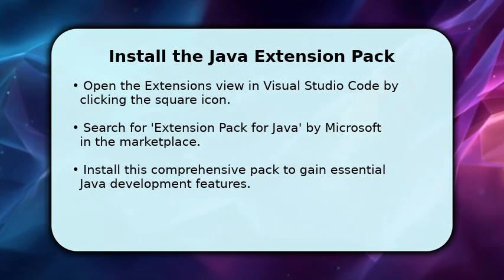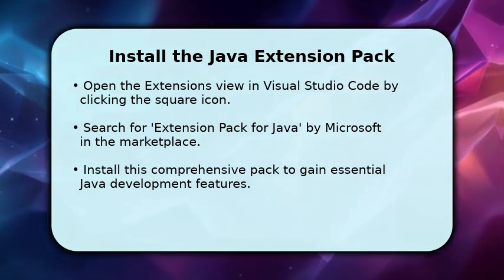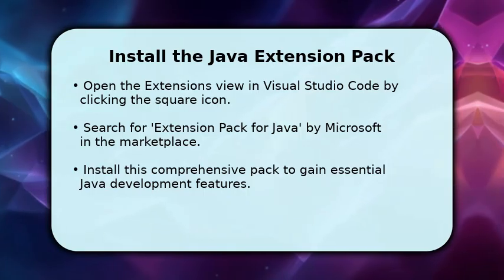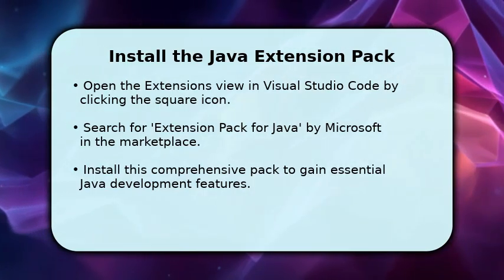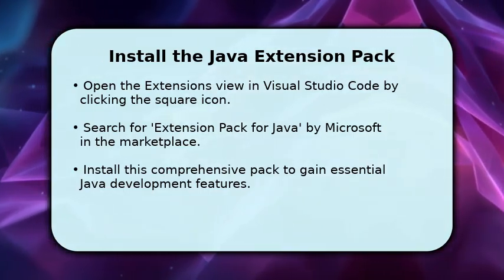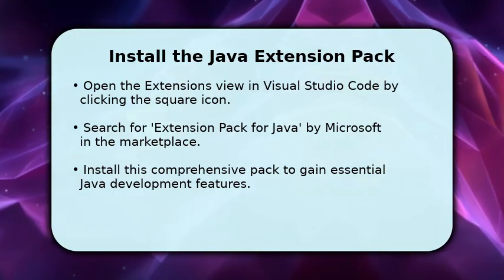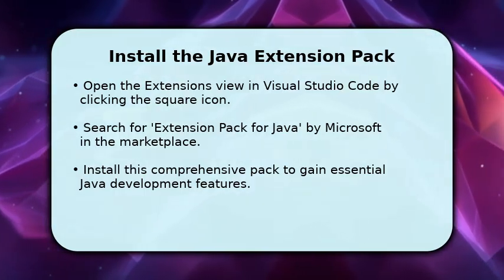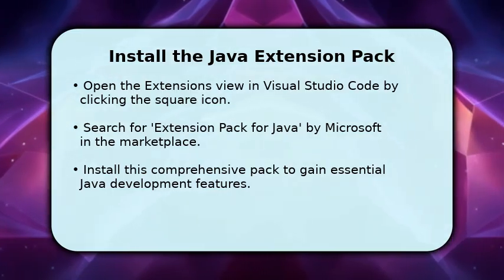Next, let's get the necessary tools within Visual Studio Code. Open the Extensions view by clicking the square icon on the sidebar or by pressing Ctrl-Shift-X. In the search bar, type Extension Pack for Java. This official Microsoft pack includes several key extensions like Language Support, Debugger for Java, and Project Manager, providing a complete development environment. Click Install to add these powerful features.